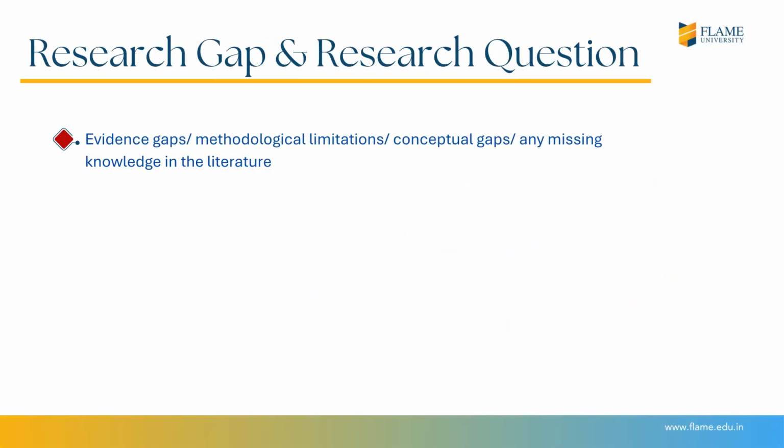At the end of the literature review, identify the research gap, evidence gaps, or methodological limitations, conceptual gaps, or any missing knowledge in the literature that you think can advance research. A research gap situates and justifies your research. A research question addresses this gap and guides the study to fill this gap. Frame a research question that aligns with this gap.